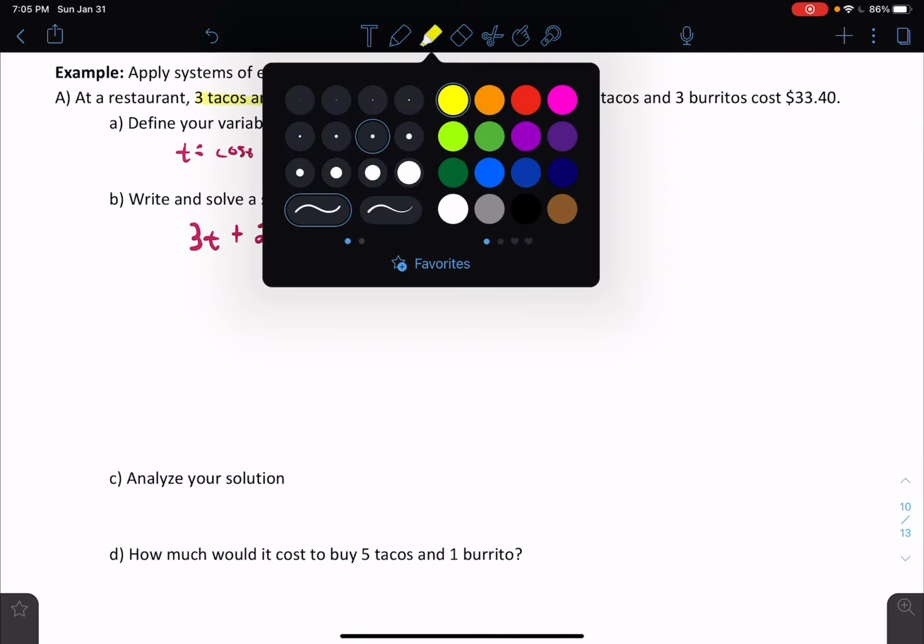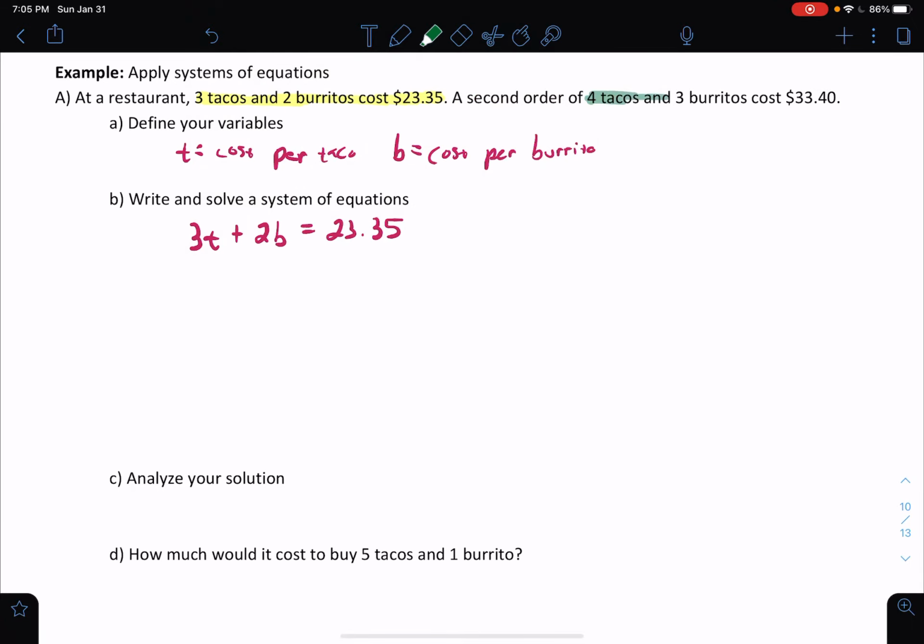Similarly, we've got this second order here. 4 tacos, so 4t, plus 3 burritos, 3b, equals $33.40. We've got a system here now. So now we can solve for both t and b. I'm going to solve for t first. I'm going to do elimination since they're both in standard form.